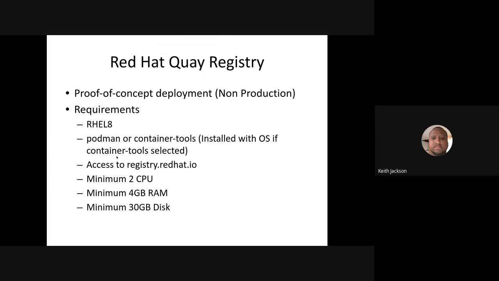You're going to need access to registry.redhat.io if you want to install Red Hat's proof of concept. Otherwise, if you're installing Quay's upstream proof of concept, I believe you're going to quay.io for that one. So at a minimum, you want the server to have about 2 CPUs, 4 gigs of RAM, and about 30 gigabytes of disk space. And that disk space is kind of broken up into disk space to store images, disk space for the operating system and disk space for Quay itself to be installed.